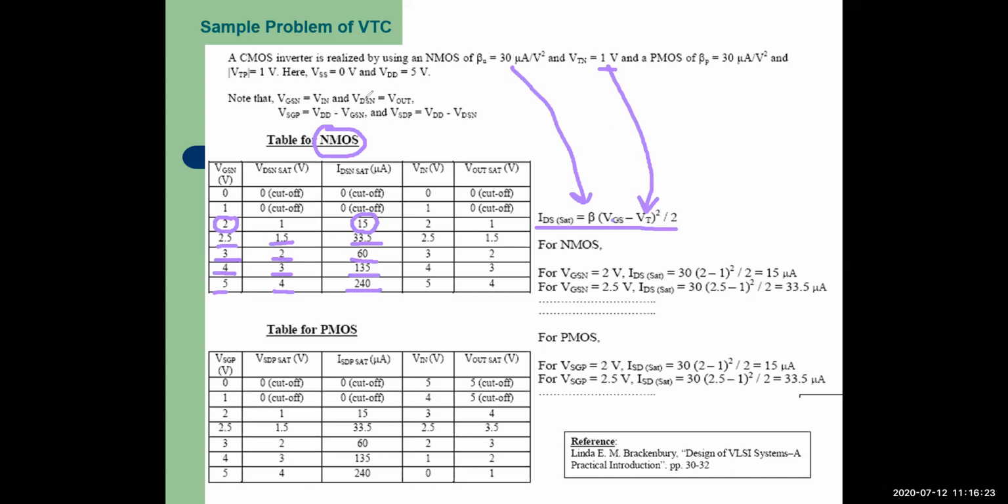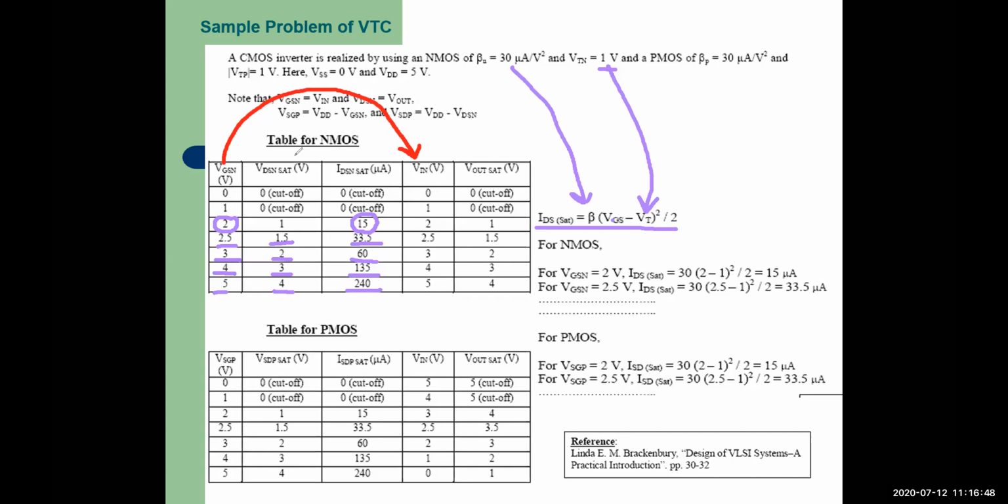Now come to the V in and V out. Remember, we already found a formula. VGS is equal to V in, right? For NMOS. Remember the black formula? Remember I told you I need it after 15 minutes? So VGSN is equal to V in. So they are equal, right? So this 0 to 5 will be 0 to 5.